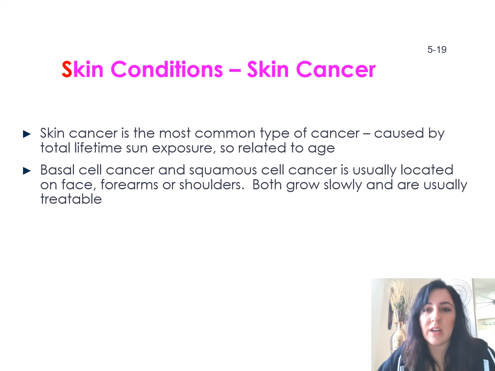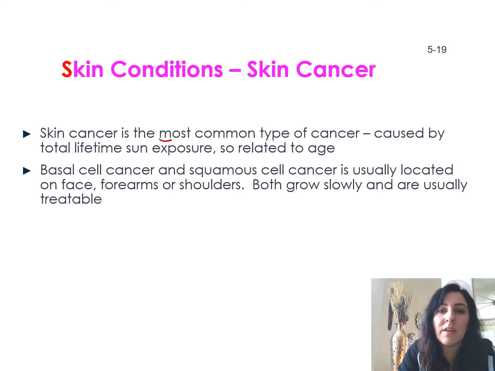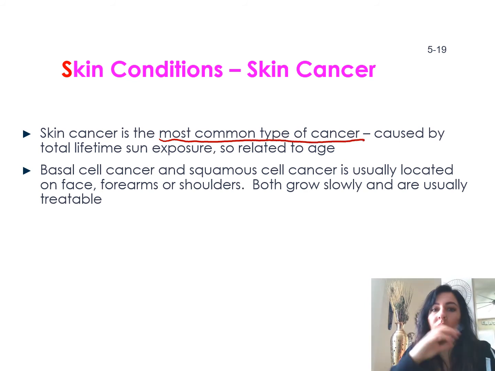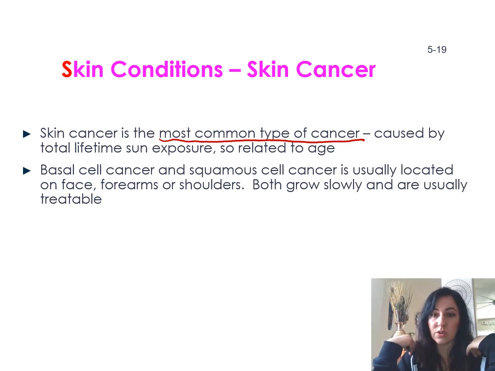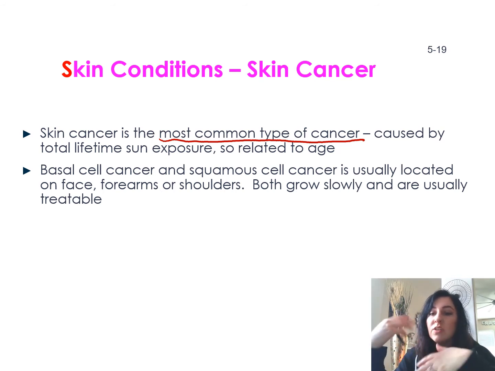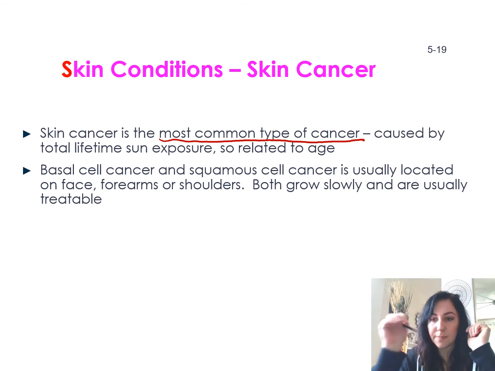Anyway, moving forward, next we have skin cancer. Skin cancer is the most common type of cancer, caused by a total lifetime of sun exposure. So of course it's related to age, right? Basal cell cancer and squamous cell cancer are usually located on the face, forearms, or shoulders. Both grow really slowly and are very treatable, but you have to catch them in time.